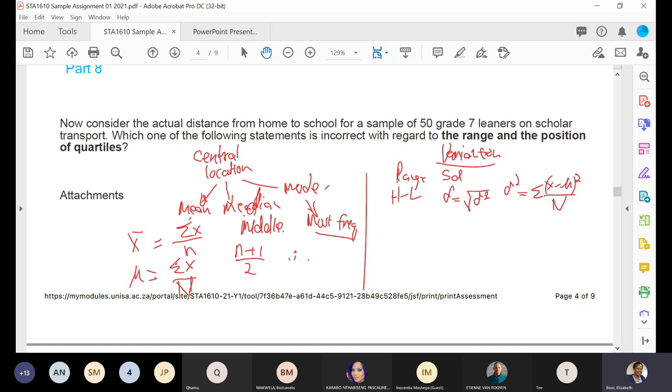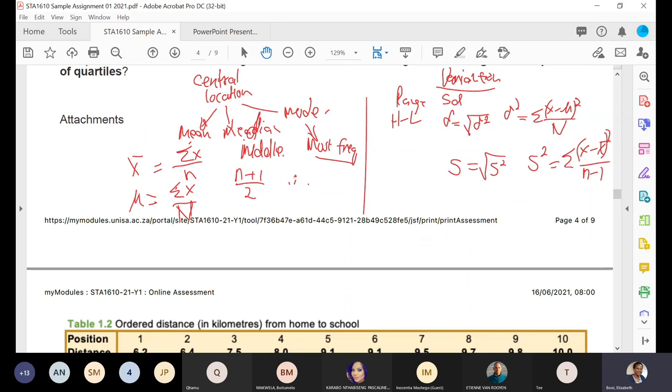That is your variance when it comes to the population. And your standard deviation for the sample will be the square root of your variance. And we know that our variance S squared is the sum of your observations minus the mean, squared, divided by N minus 1. So we just take the square root of that value. All this you can calculate using your calculator when you put it in stat mode 1.